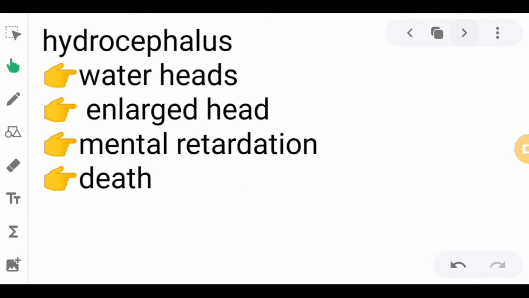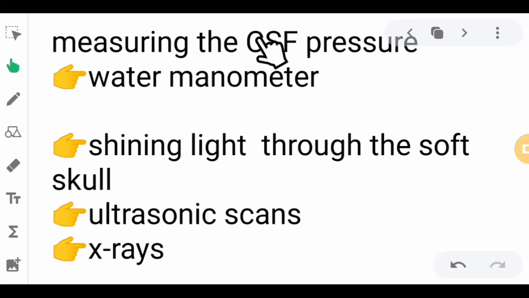When there is a buildup, hydrocephalus occurs, which is very common in infants. Hydrocephalus is what we call waterhead. Hydrocephalus causes infants to have an enlarged head, and the enlarged head can cause mental retardation or even death. But when this case is detected early, the pressure and its effects can be minimized surgically. So how do we measure the CSF pressure?